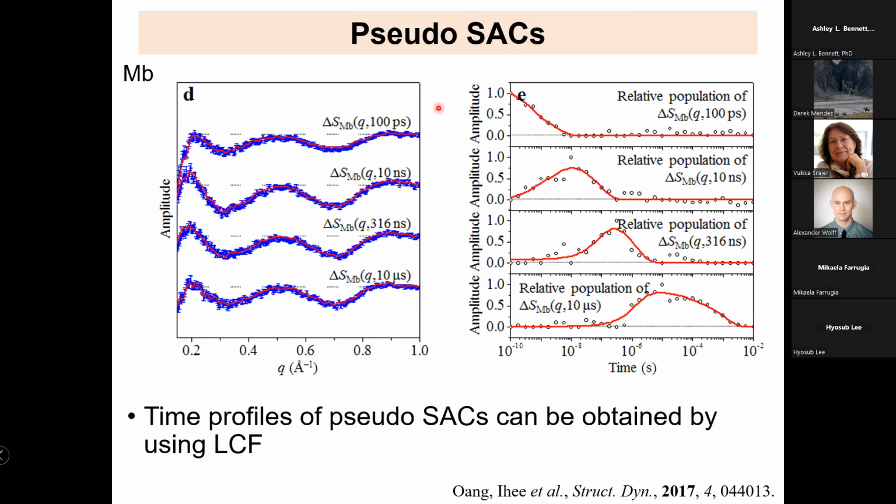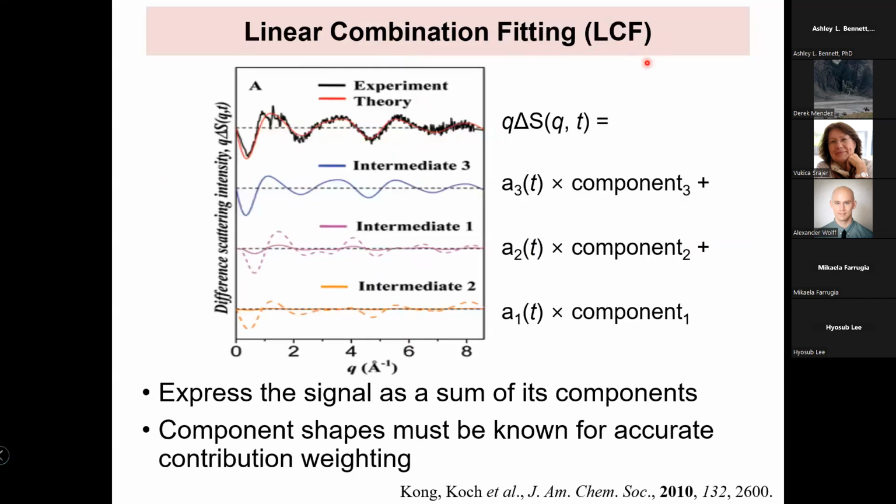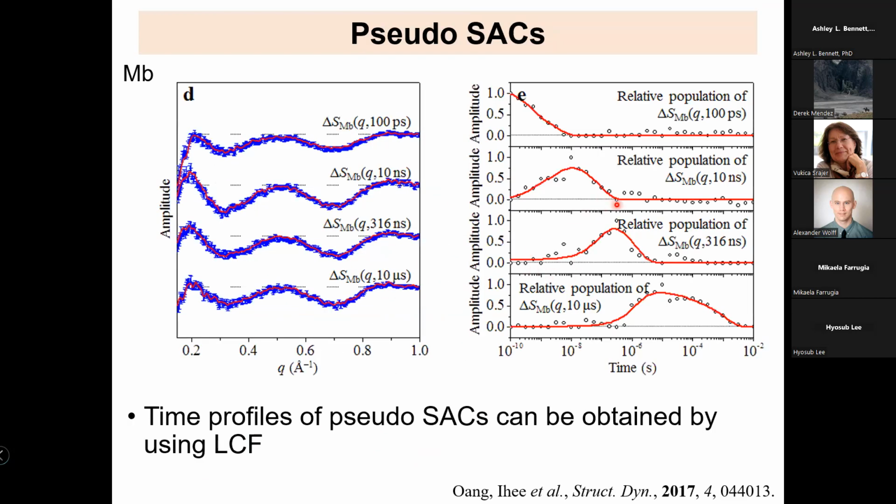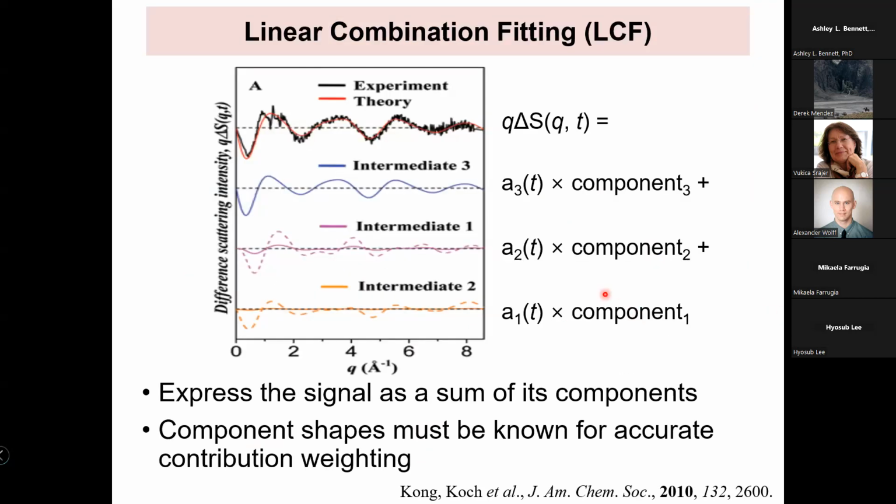This is because, as shown in this slide, when applying SAPA, we determine the species-associated curves and then perform LCF, the linear combination fitting, to extract the population of each species. For this kind of LCF, the shapes of all the components constituting the data should be known before performing it for accurate contribution weighting, because if we don't know the shape of some component, we cannot extract the exact time-dependent weight of each signal component.